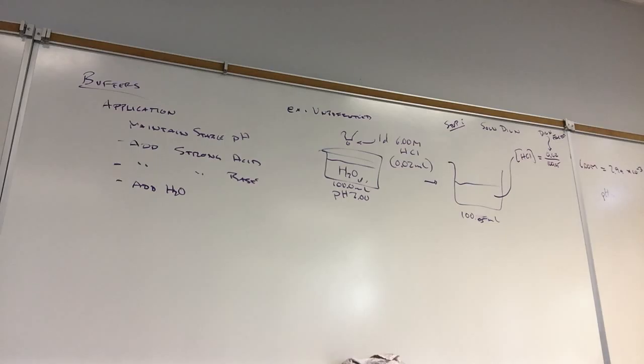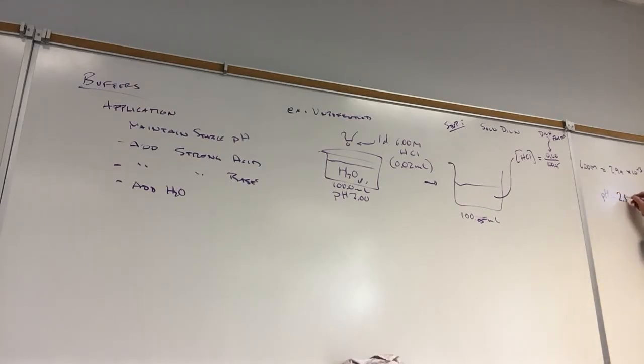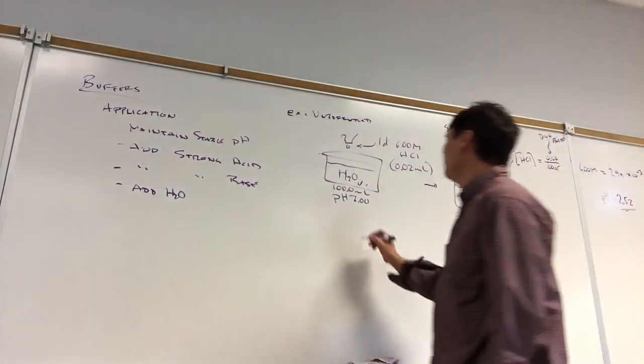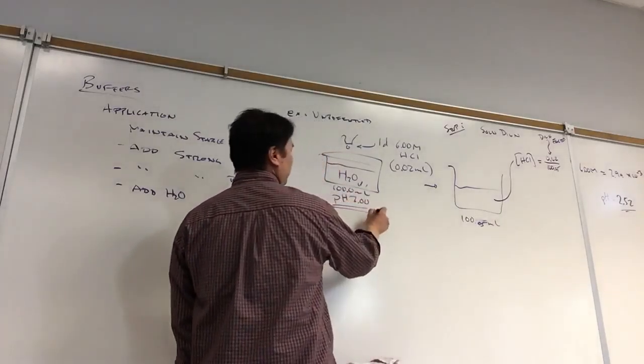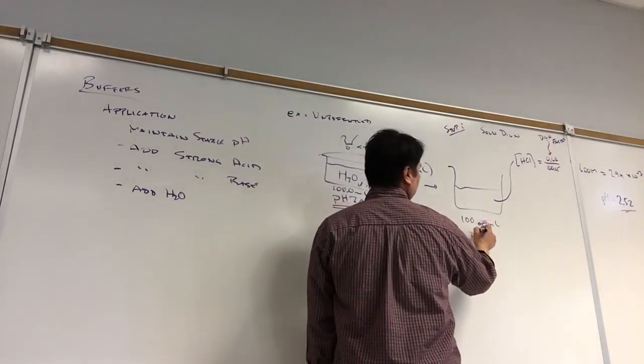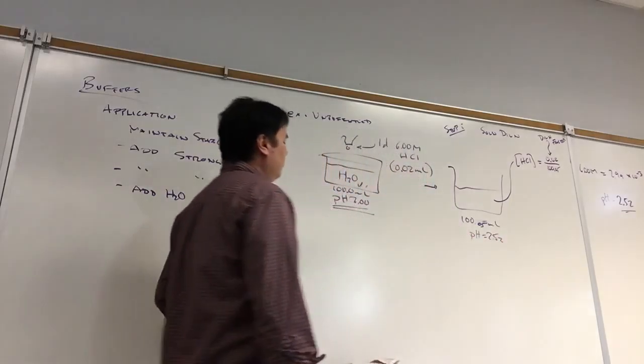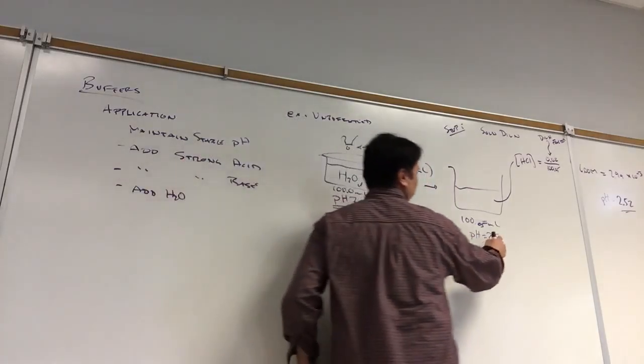We'll just calculate the pH based on how much hydronium we get from the HCl. And so the pH of this would be the negative log of the HCl concentration, which is the same as hydronium, which is a pH of 2.52. So what happened was I went from a pH of 7.00 to a pH of 2.52.